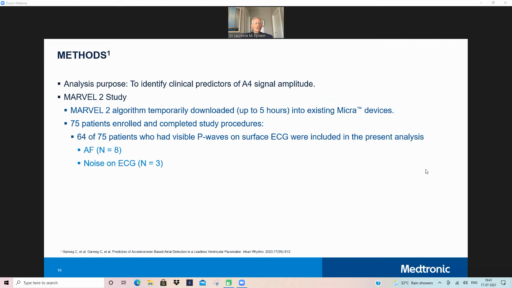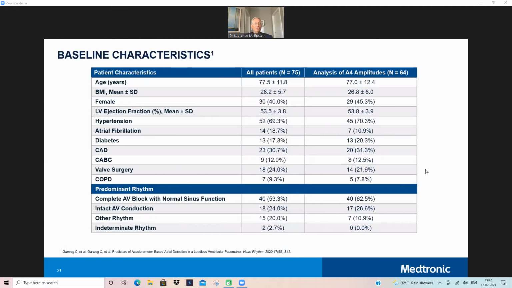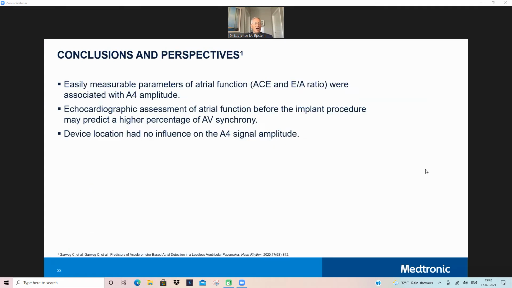This was part of MARVEL 2, where we reprogrammed the devices. We already talked about the patients in this, and these were the variables. I'm going to skip this because Todd just presented it. Basically, the conclusions were that measuring ACE and EDA ratios were associated with A4 amplitude. It may be a predictor, and we are looking at this moving forward.